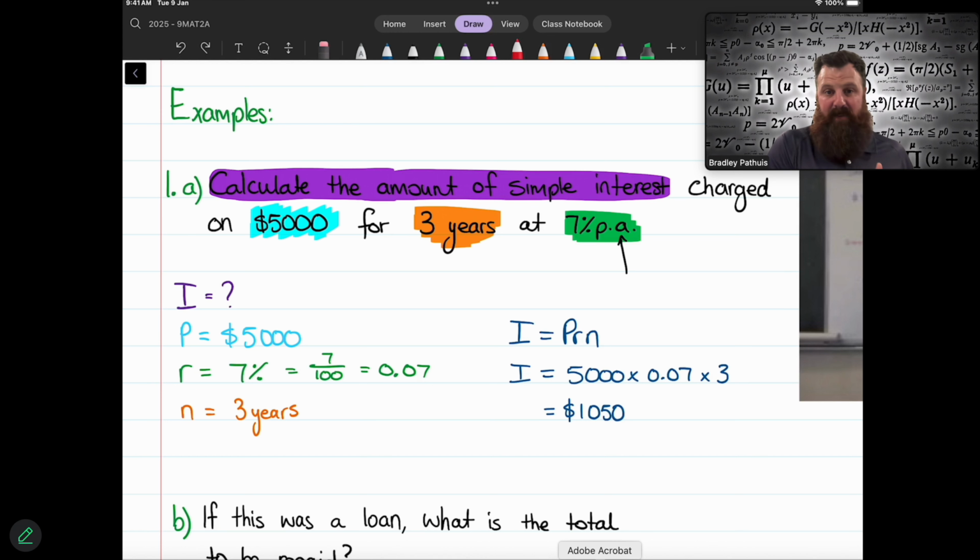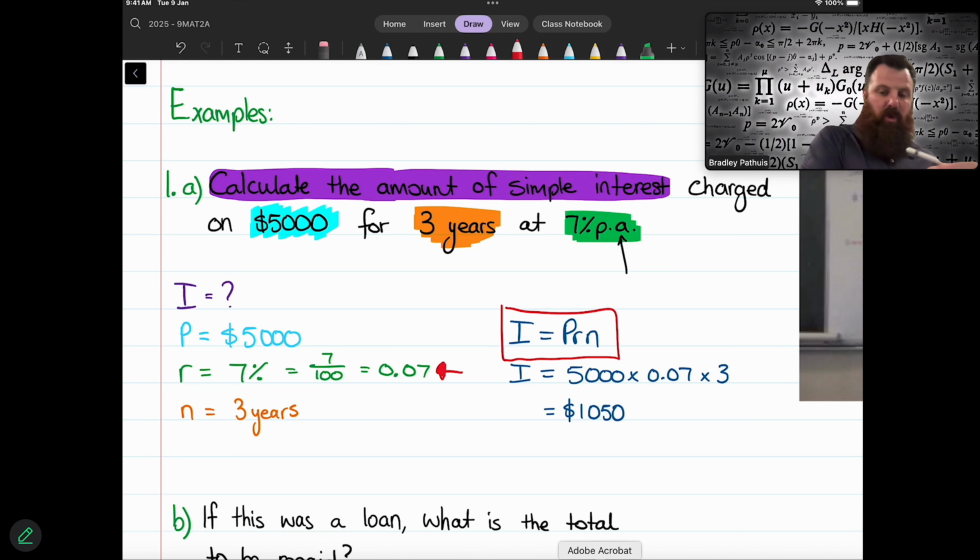So I've got all that information written down, and you can see what we've done with our interest rate here. We've got 7%, and we've divided it by 100 to get our decimal. All we need to do now is plug it into our formula. So always write down the formula first. And once we've got the formula written down, we substitute our values. This is what we type on our calculator.